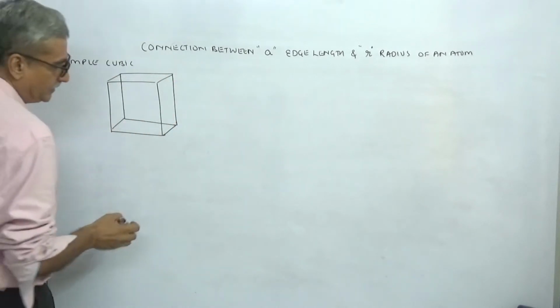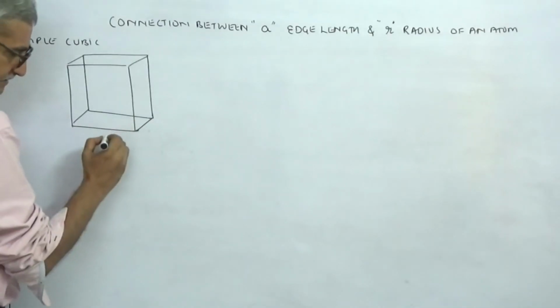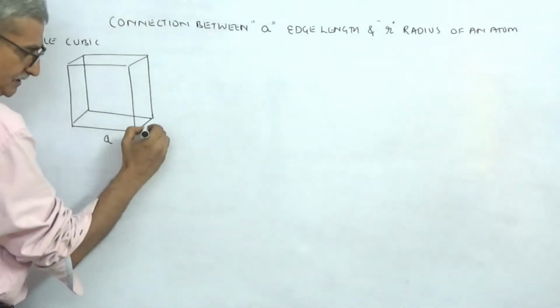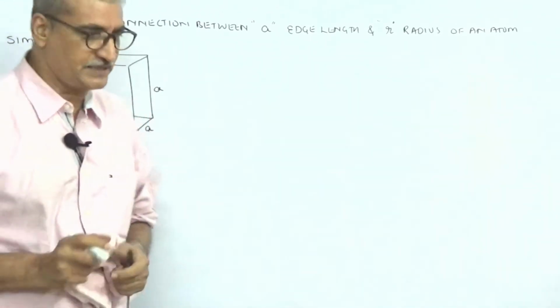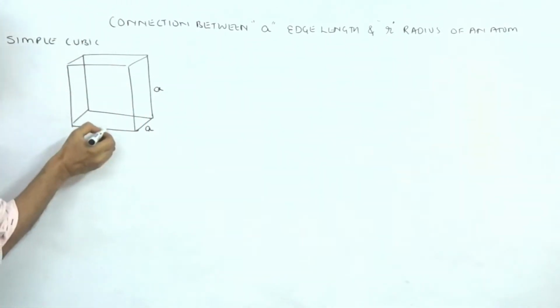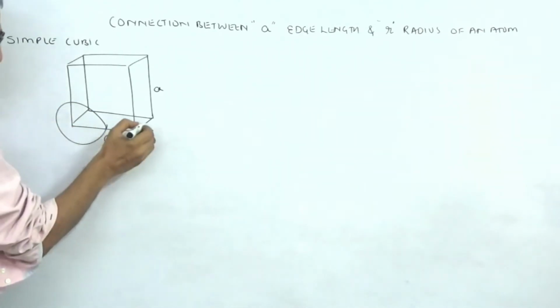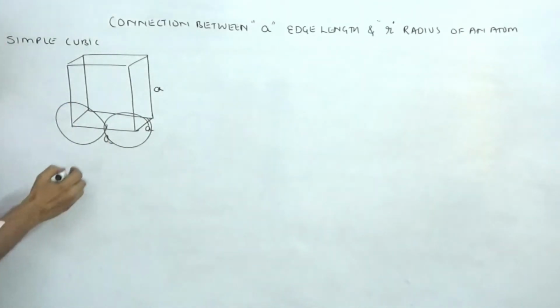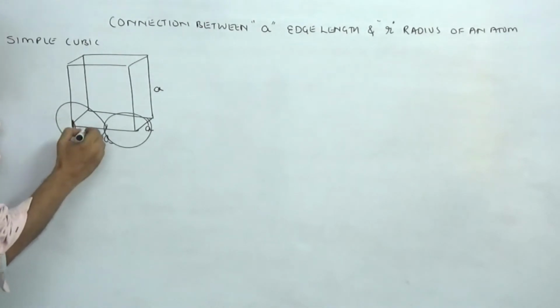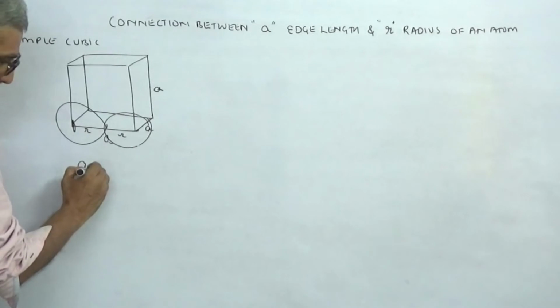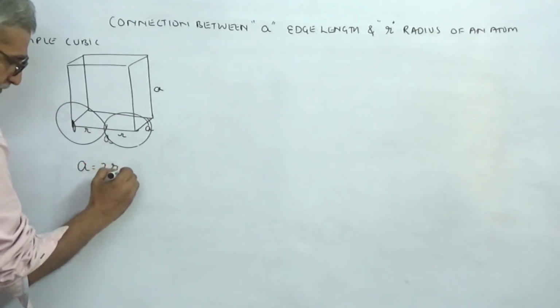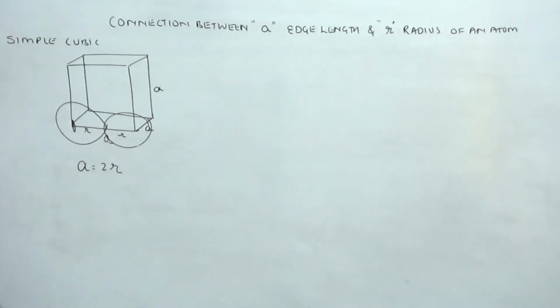Okay, so you can see here what happens. A is the edge length, here also A is the edge length. It's a cube, so length, breadth, height are the same. So here, this is radius, this is radius. So simply A will be equal to 2R. The edge length is 2 times the radius of the atom.